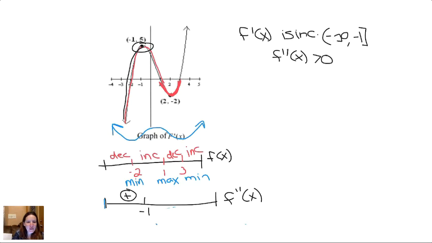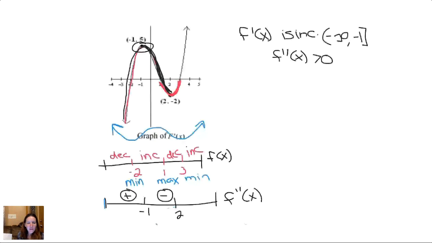so we got that first interval, right? From negative infinity to negative 1, our first derivative is increasing, so our second derivative is positive. Nice. Now let's go to the next part, right? So from negative 1 to 2, our first derivative is decreasing. So if our first derivative is decreasing, that means our second derivative is negative.